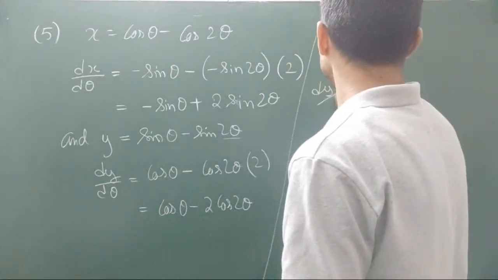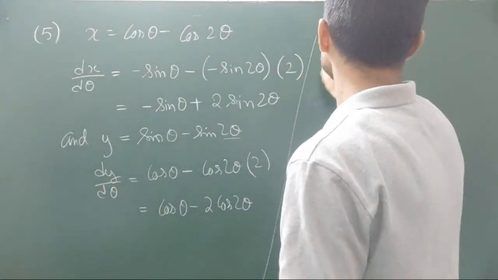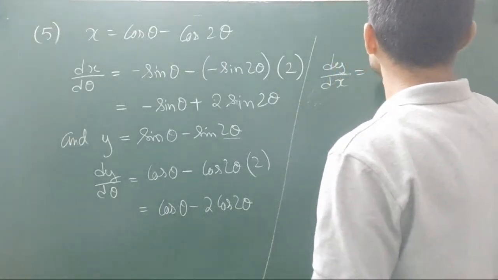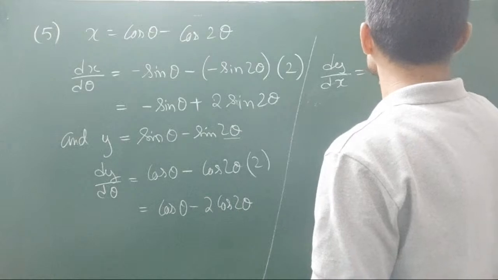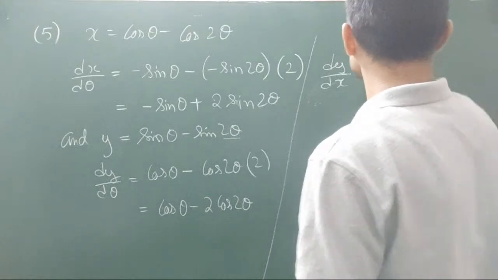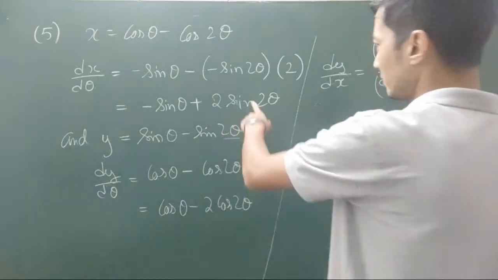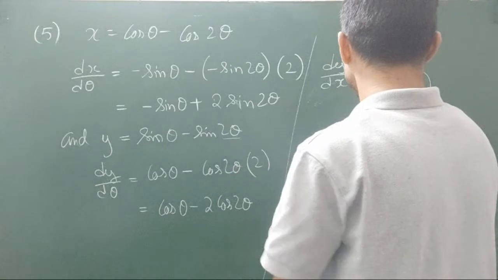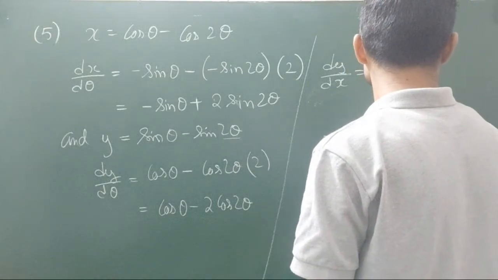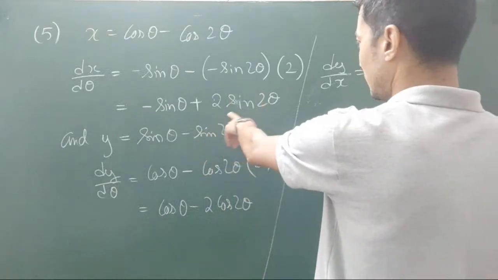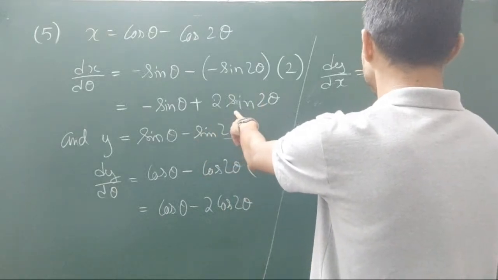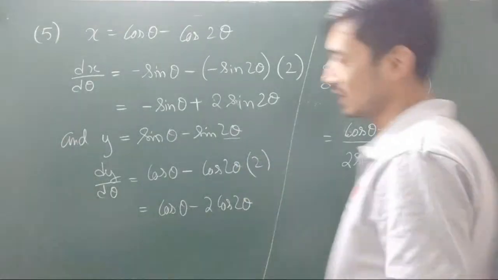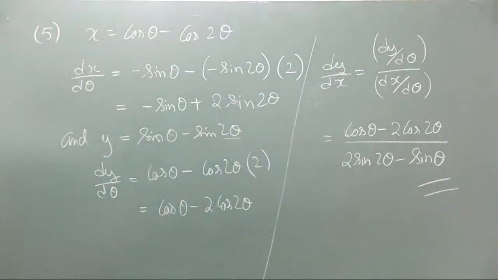So dy by dx would be dy upon d theta divided by derivative of x with respect to theta. So that would be, I'll just arrange and write down. So that's cos theta minus 2 cos 2 theta, divided by dx, yeah, this one. I'll just arrange: 2 sin 2 theta minus sin theta. So yeah, a small question only, this one also.